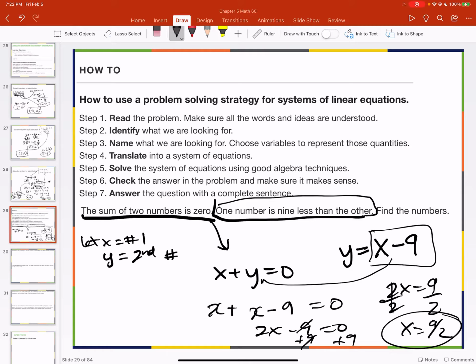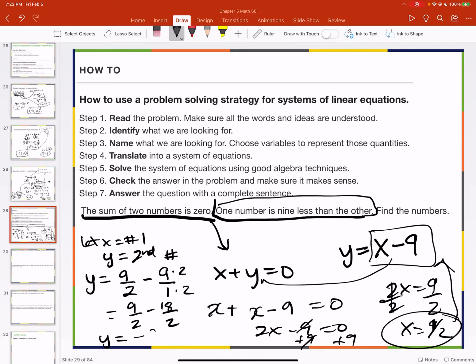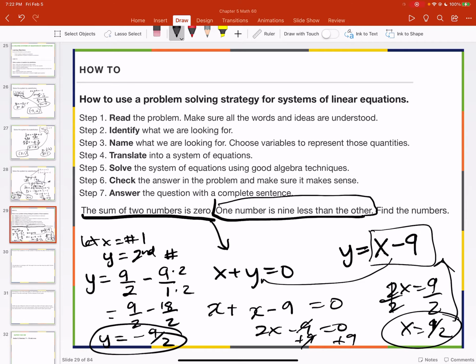So then, now to find y, let's plug it into the other. y is equal to 9 halves minus 9 over 1. So times 2 times 2, you get 9 halves minus 18 over 2. So y is equal to negative 9 over 2. Okay? All right, let's do another problem.